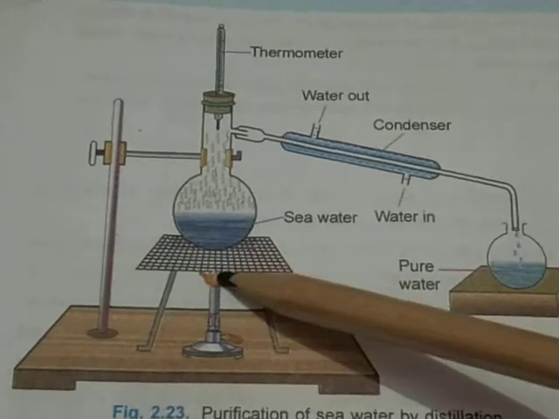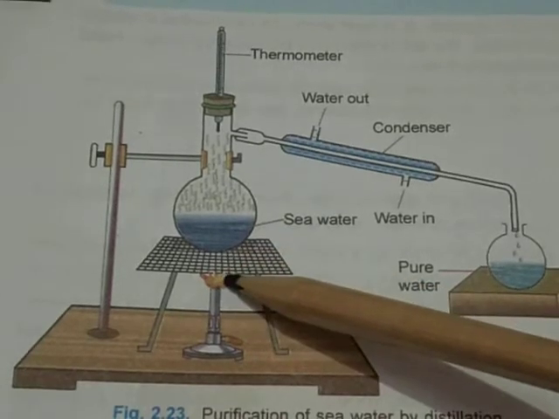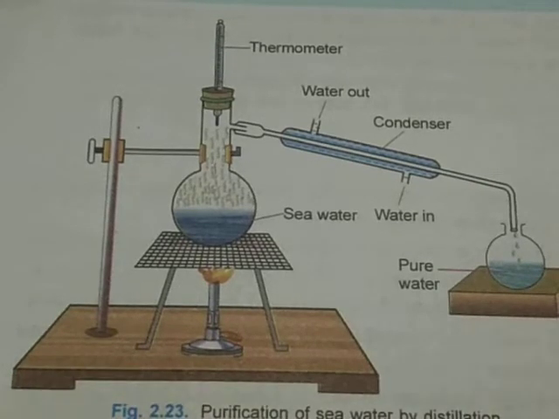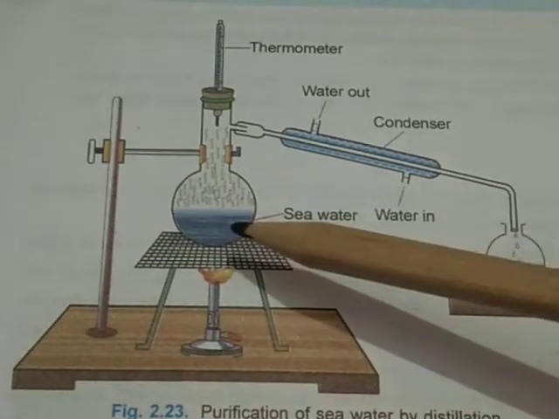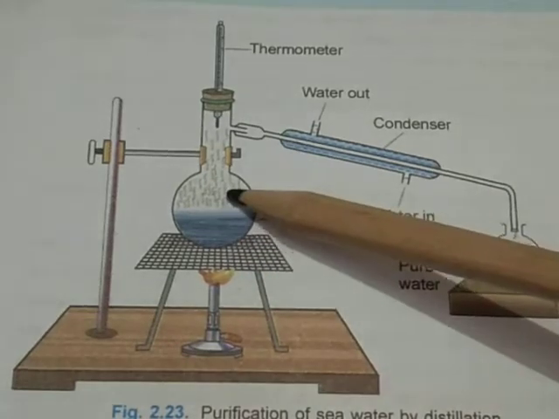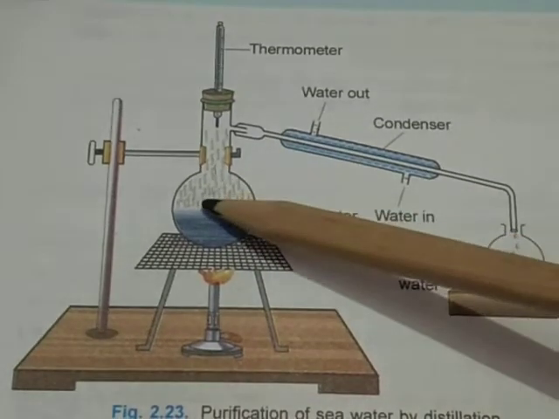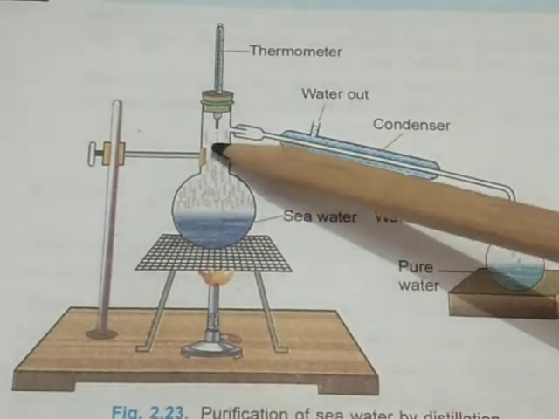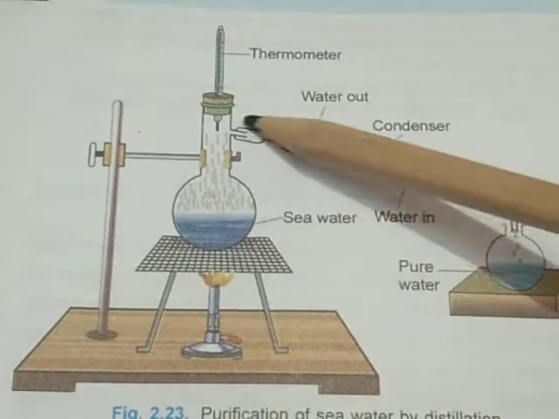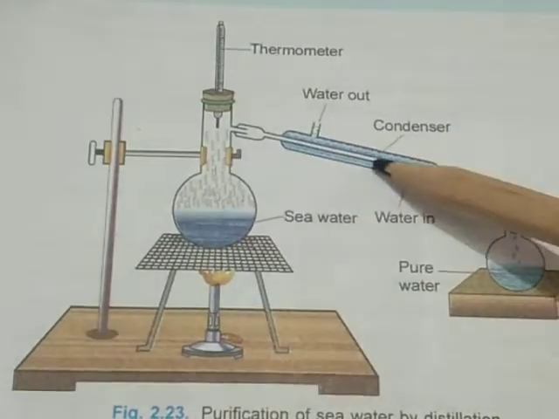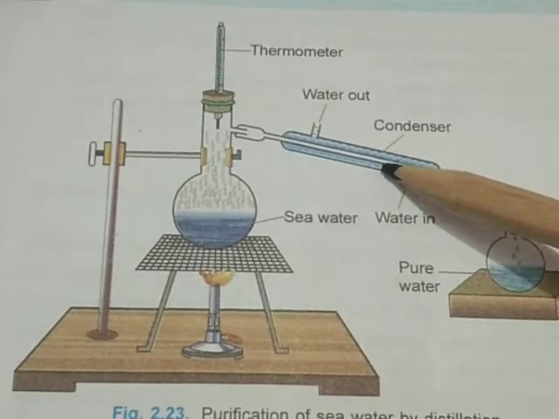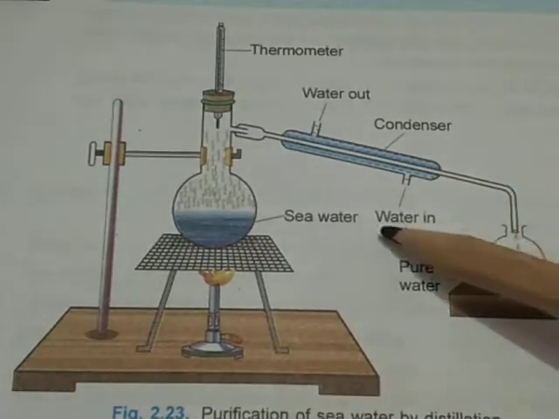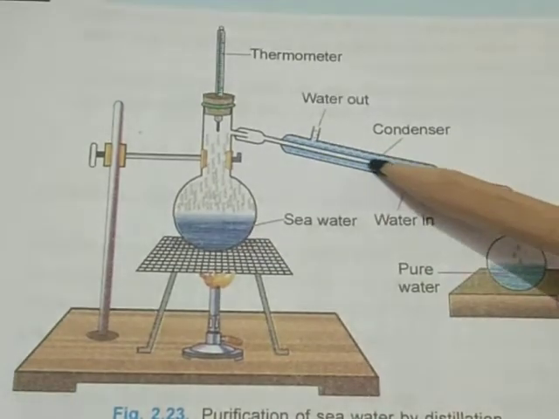The flask is heated from below so that the water will change into vapors once it starts boiling. These vapors escaping from the flask are passed through the condenser. This is the condenser. And water is kept circulating around it inside the condenser.